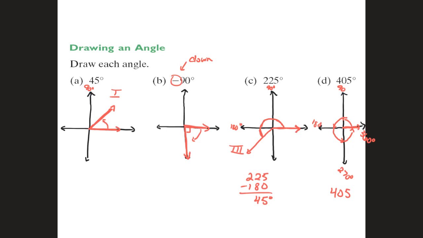405 minus 360, how much more do I need? I need to go an additional 45 degrees. So 45 more degrees if I've already gone the 360. So I'm going to go again, 45 degrees, a little bit more. And there's that angle of 405 degrees. This is a quadrant 1 angle.